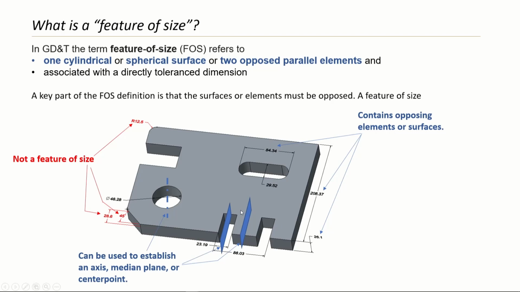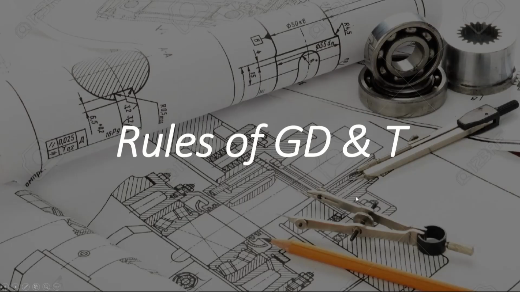So what are external features of size? Simple, whatever dimension is measured outside the part. Suppose there was a small pin protruding over here, that would have been an external feature of size if that diameter was given with a dimension. This is an external feature of size, this is an external feature of size. Hope that makes it clear. We'll now move on to the rules of GD&T.